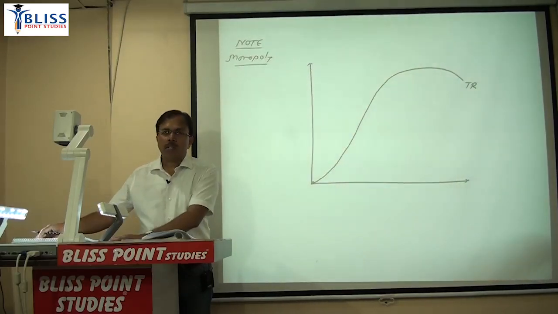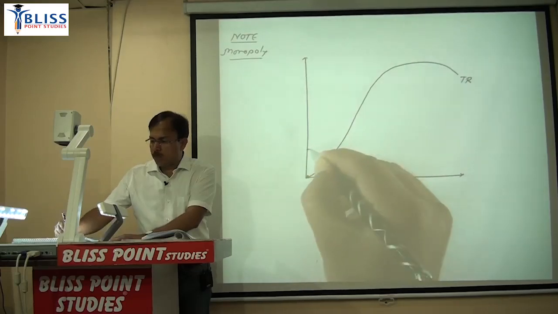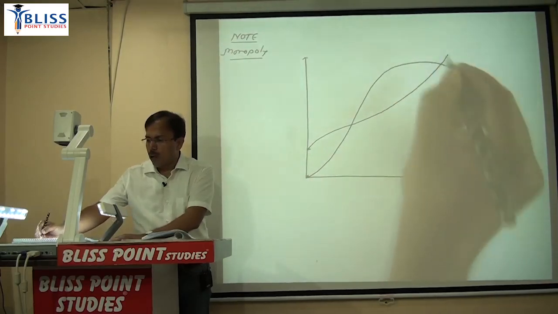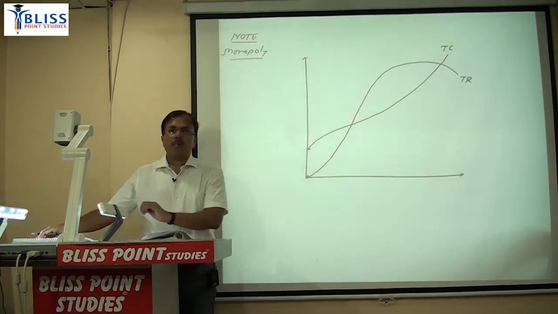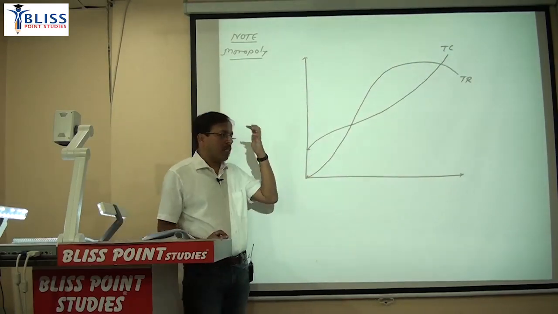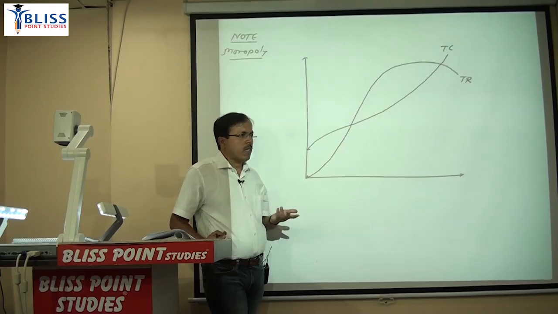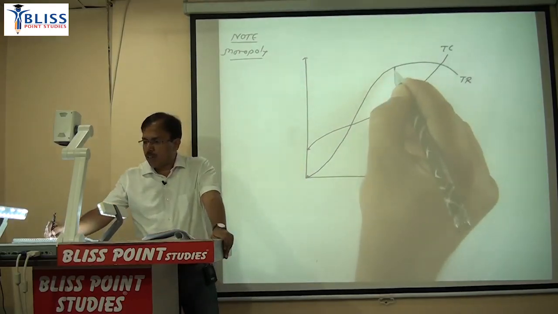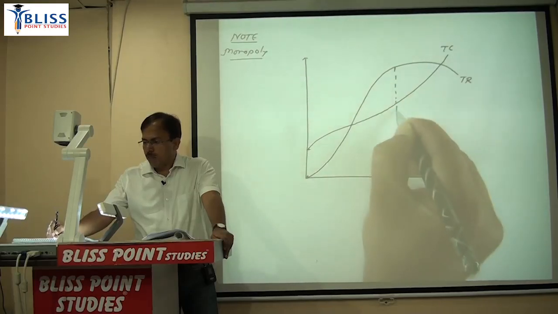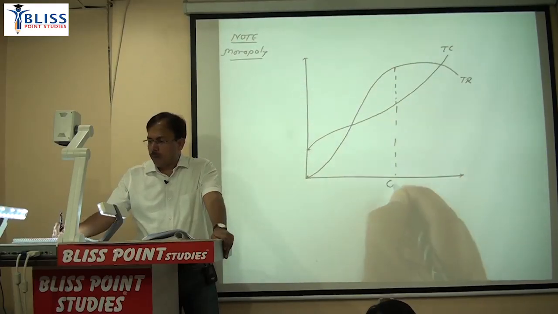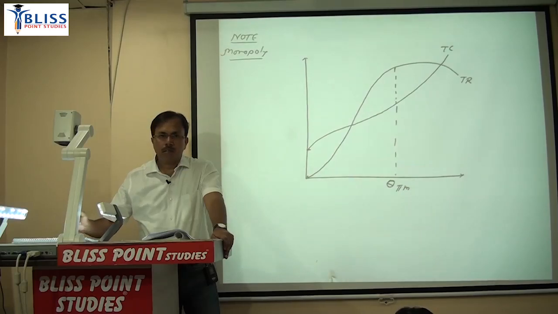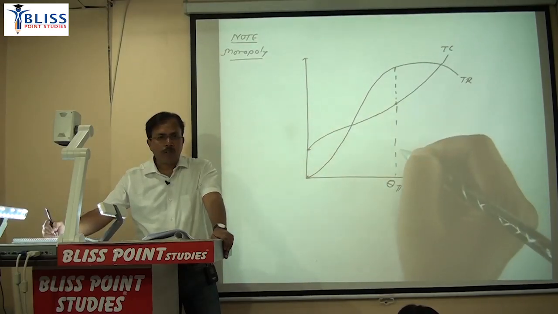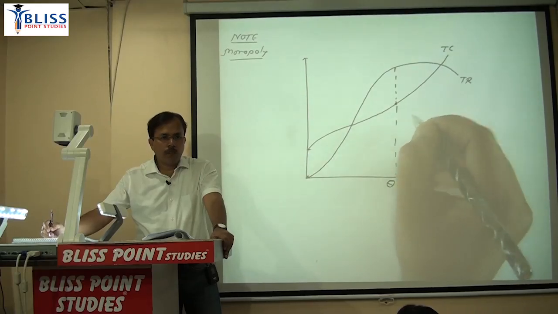And the TR curve will not be a straight line. TC will remain the same. So where is the profit maximizing condition? When is profit maximized? Again, apply the same concept: where the gap between TR and TC gets maximized. So this is the quantity when profit is maximized, and can we say that MC is equal to MR at that quantity? Yes, it must be.